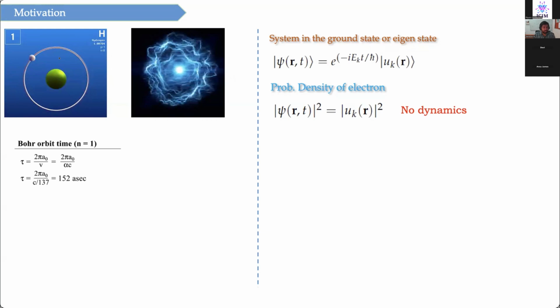Now, go back to this again. Go back to the old classical model, which is not valid for a particle like an electron. But for a simple approach, we can take this as classical and calculate the Bohr orbit time. This is the expression you can find in any textbook. When you calculate that, you get 152 attoseconds, where "a" represents atto. So it gives you 152 attoseconds for one revolution.